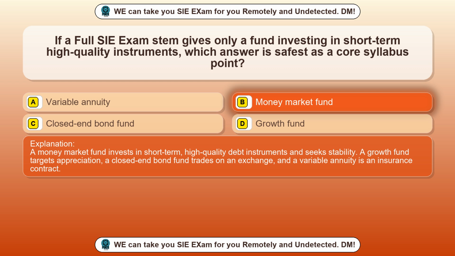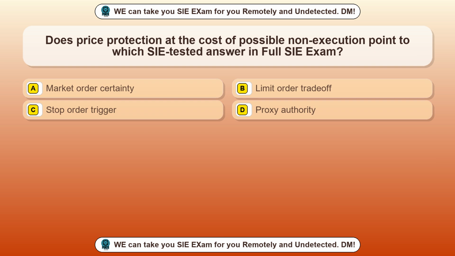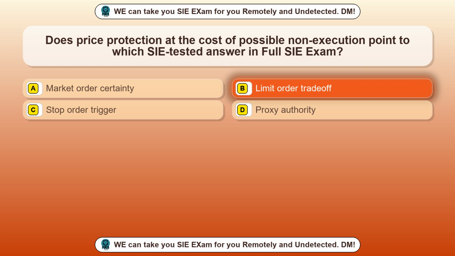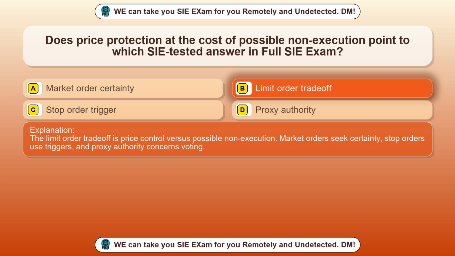Question 47. Does price protection at the cost of possible non-execution point to which SIE tested answer in full SIE exam? Option A, market order certainty. Option B, limit order trade-off. Option C, stop order trigger. Option D, proxy authority. The correct answer is option B, limit order trade-off. The limit order trade-off is price control versus possible non-execution. Market orders seek certainty, stop orders use triggers, and proxy authority concerns voting.